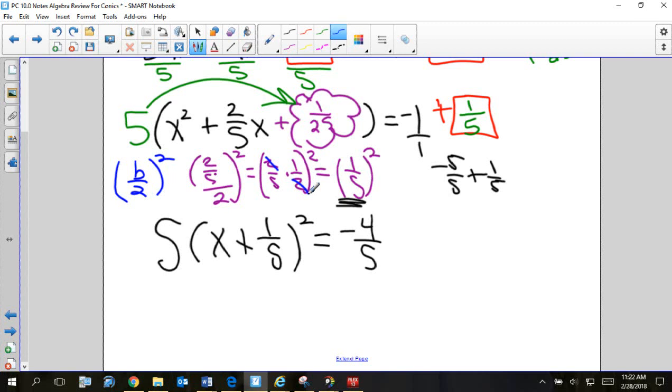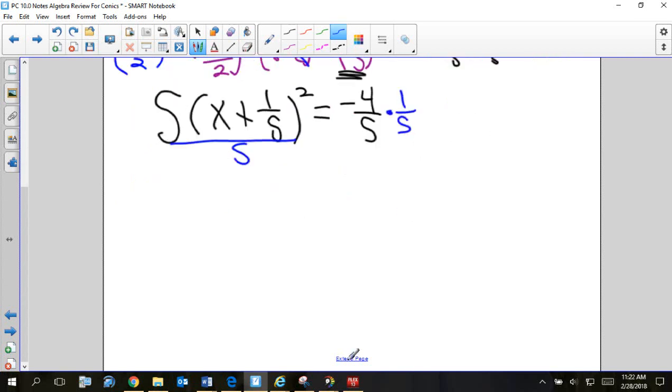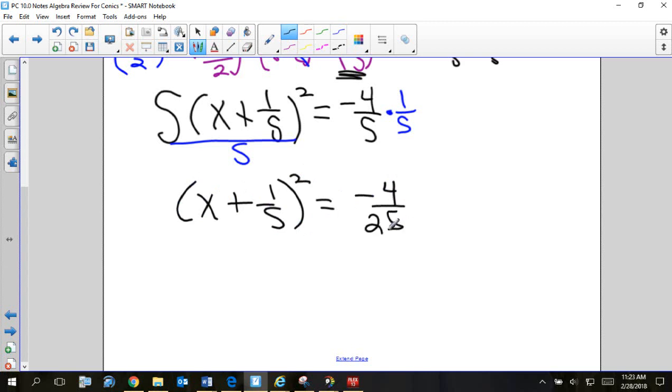Okay. All right, so now what I'm going to do is peel away the layers until I can get x by itself. The outermost layer is this 5. So I have to divide both sides by 5, which is the same thing as multiplying by its reciprocal, 1/5. So x plus 1/5 squared equals -4/25. My next step is square root. So when I square root, I have to have plus or minus.